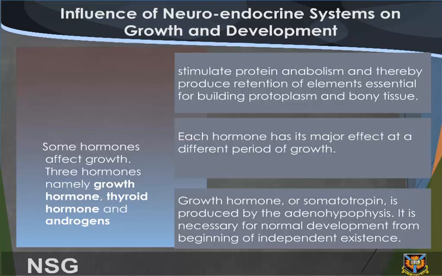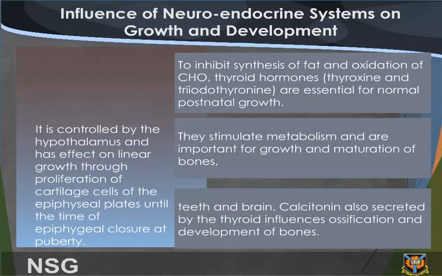Each hormone has its major effect at a different period of growth. Growth hormone, or somatotropin, is produced by the adenohypophysis. It is necessary for normal development from the beginning of independent existence. It is controlled by the hypothalamus and has effects on linear growth through proliferation of cartilage cells of the epiphyseal plate until the time of epiphyseal closure at puberty.